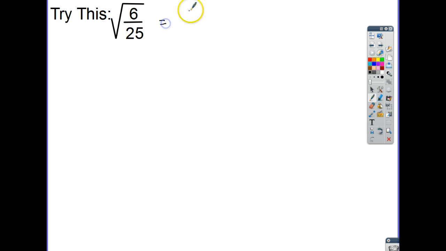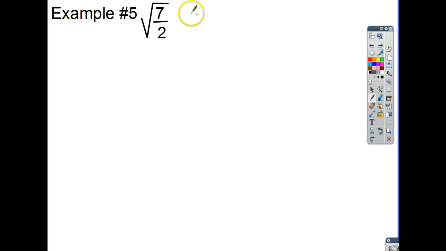Okay. 6 over 25 doesn't reduce. We use the quotient rule and put both of the numerator and denominator under a square root sign. Square root of 6 does not simplify. Square root of 25 is 5. There's our answer. All right. Next example. Example number 5.